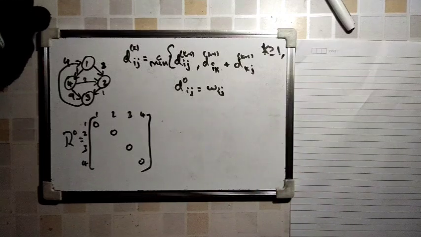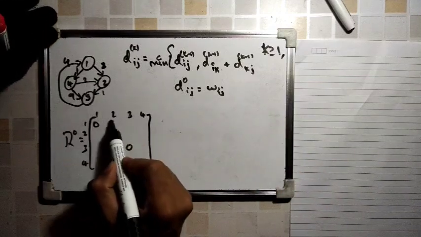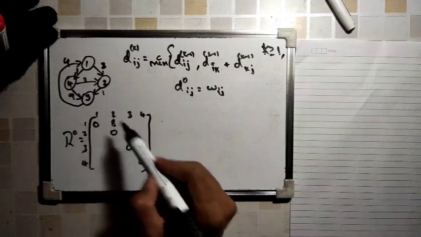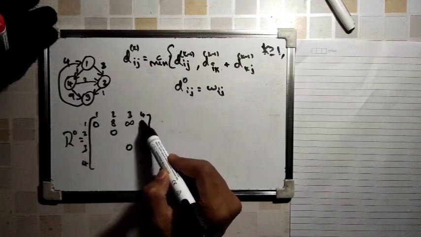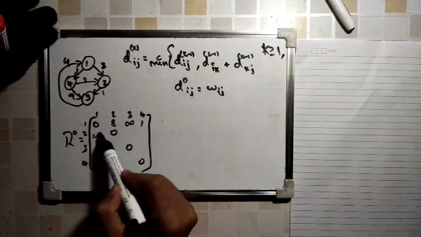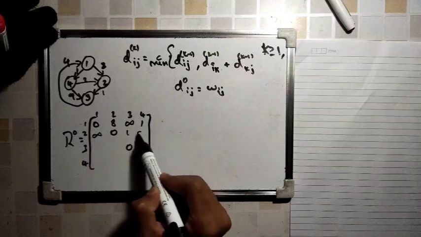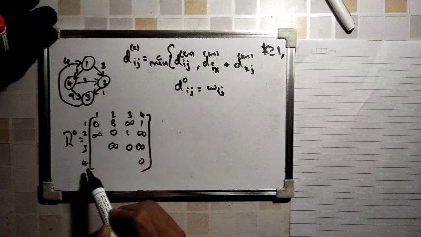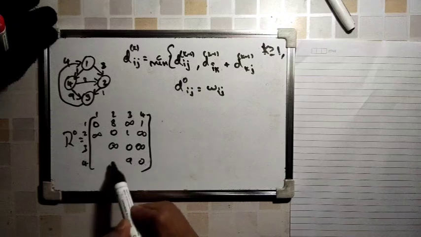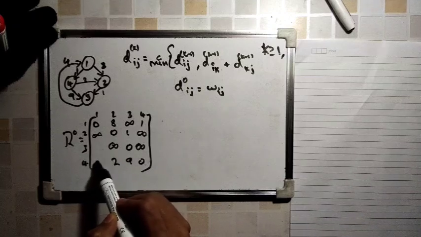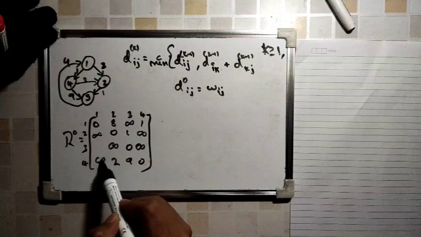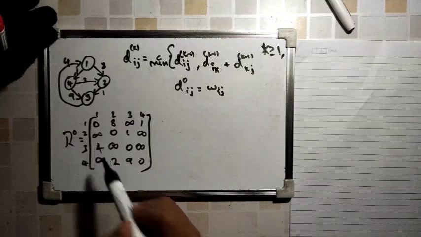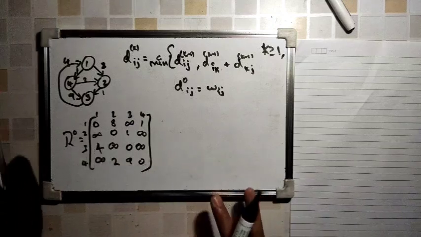So 1 to 2 is 8, 1 to 3 is infinity, 1 to 4 is 1. Let me just write it: infinity, here it is 1, infinity, infinity, infinity. 4 to 3 is 9, 4 to 2 is 2, and 4 to 1 is infinity, 3 to 1 is 4. So this is my initial R naught.